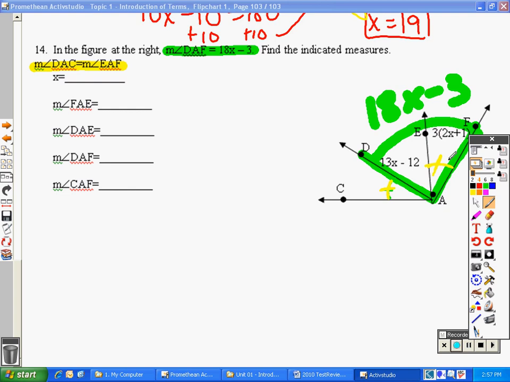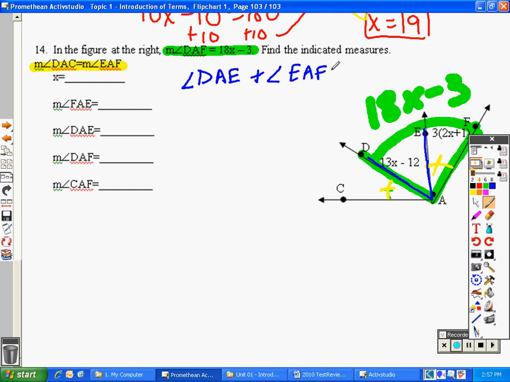So by the angle addition postulate, we know that the angle DAE, this angle, plus angle EAF, this angle, EAF, equals angle DAF. That's the only thing that we have all three parts of. So we are going to use that to solve.